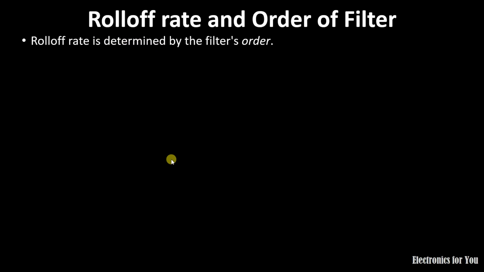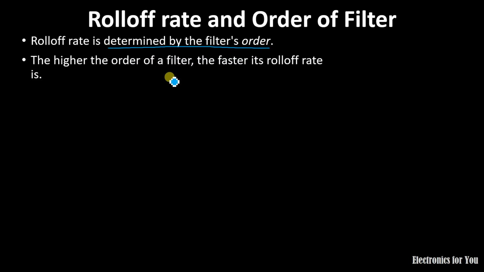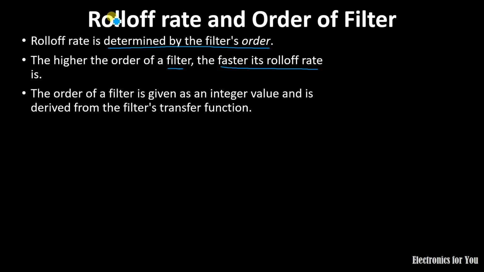Now let us go through the relationship between roll off rate and order of the filter. Roll off rate is determined by the filter's order. Higher the order of the filter, faster is the roll off rate. This is the relationship between roll off rate and order of the filter. Higher the order of filter, faster the roll off rate.